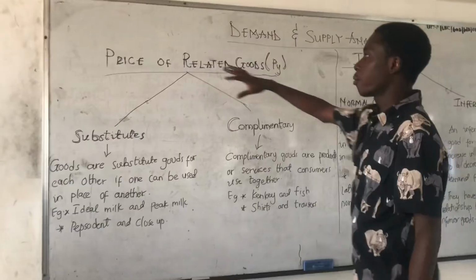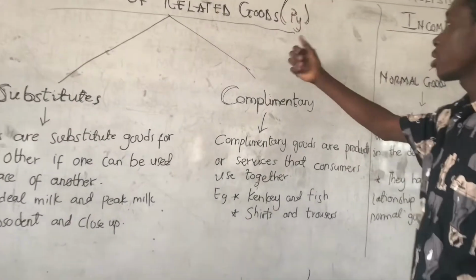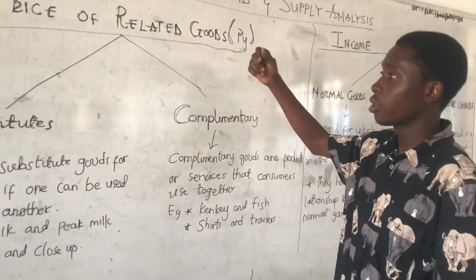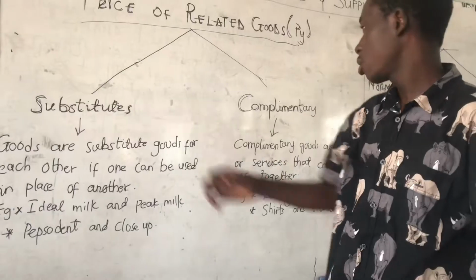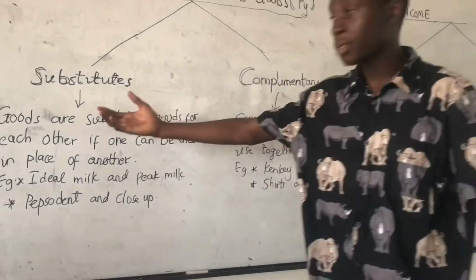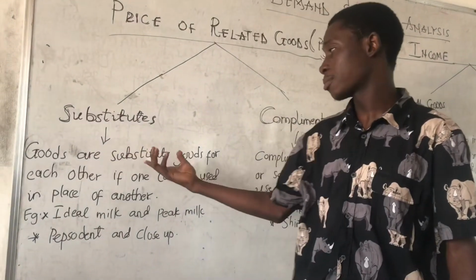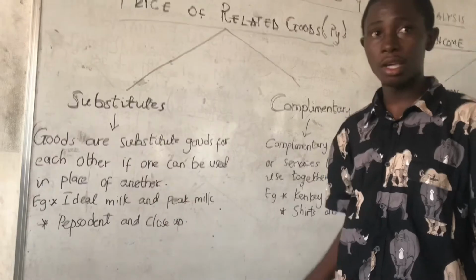Price of related goods is denoted by what? The capital P and the subscript what? Y. PY. And under the price of related goods, or PY, we have substitute. We also have complement or complementary. Goods are substitutes for each other if one can be used in place of another.